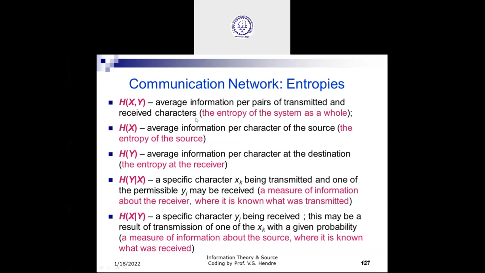What is h of x comma y? Average information per pair of transmitted and received characters. So it's the entropy of the system as a whole. System as a whole entropy is nothing but h of x comma y. What is h of y given x? A specific character xk is transmitted and one of the permissible yj may be received. So it's a measure of information about the receiver where it is known what was transmitted.